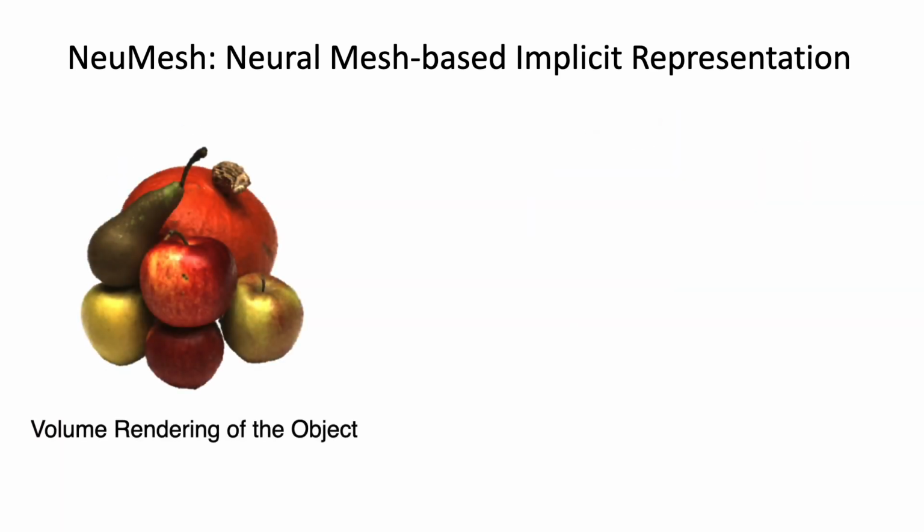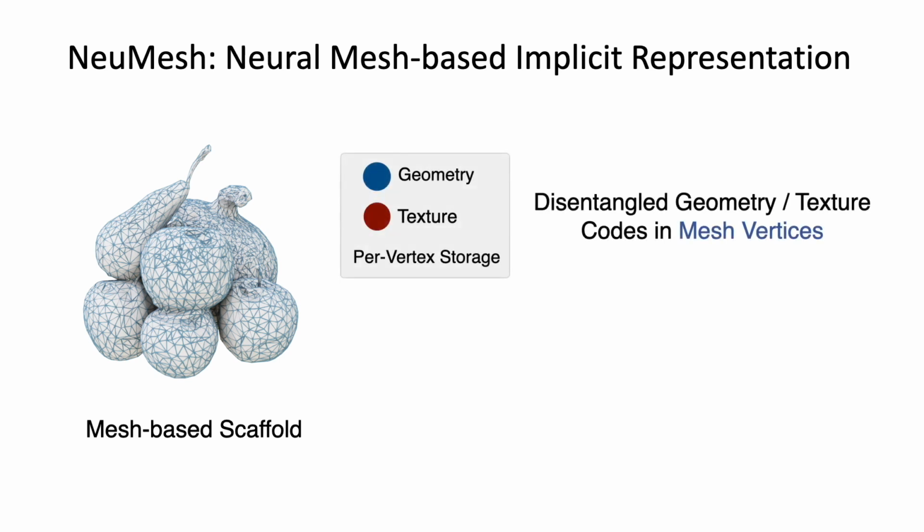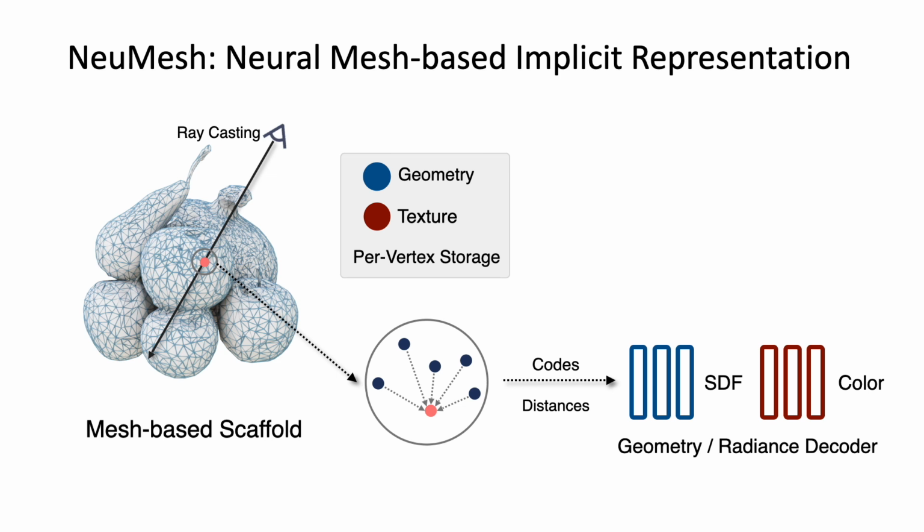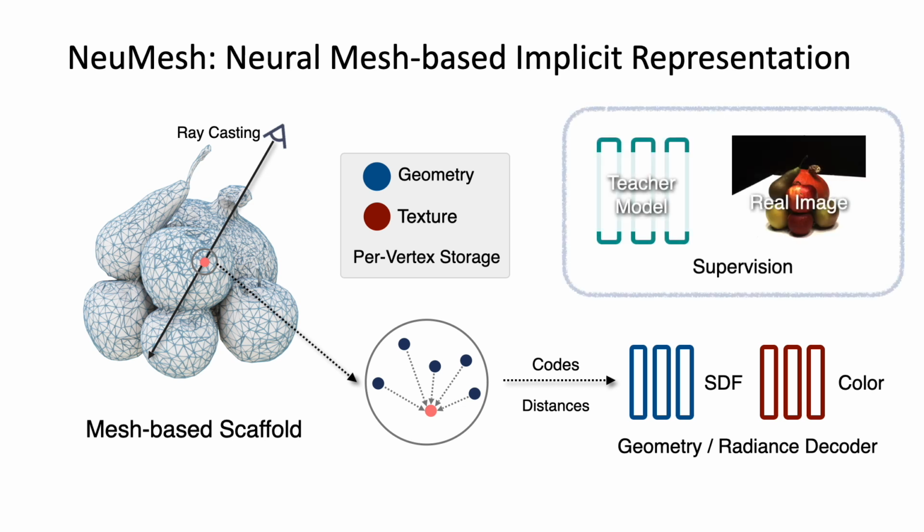As shown on the left, we encode the neural implicit field on a mesh scaffold, where we disentangle geometry and texture with separated latent codes in mesh vertices. During the volume rendering stage, each query point is assigned with locally interpolated codes. We then transform the interpolated codes and point-to-vertex distances into SDF and colors with separated decoders. Our NeuMesh is supervised with output from a teacher model, and the photometric loss to the target images. Please refer to our paper for more details.